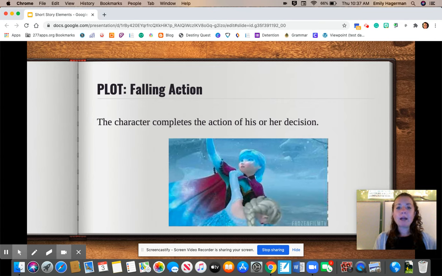Then we have falling action. So this is as we're coming down the side of the pyramid. This is everything the character is doing to complete the action of his or her decision. So now we are going into this battle. We're fighting. Everyone else is fighting. He decides to kill Scar. He goes and rounds up his family. He goes and stands on top of Pride Rock and is like, oh yeah, here I am, I'm king again, right? So everything that happens after the climax.